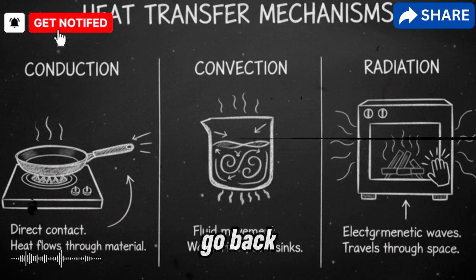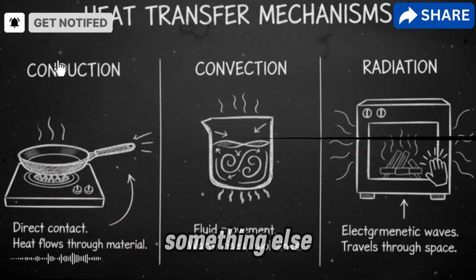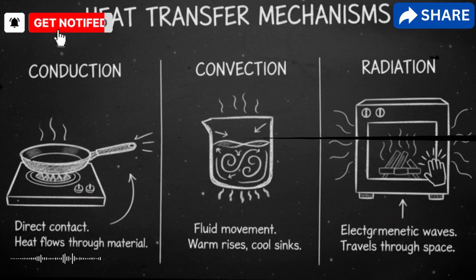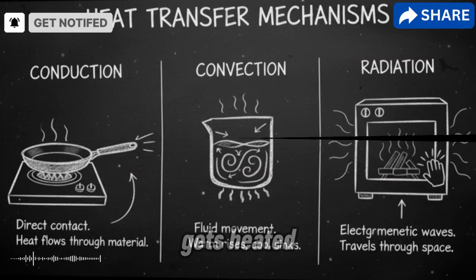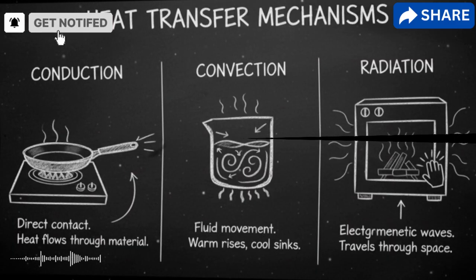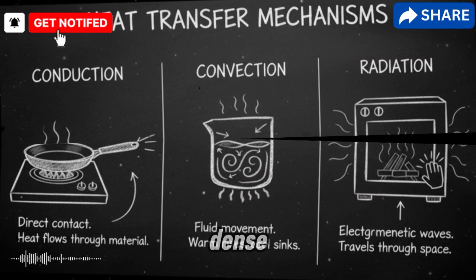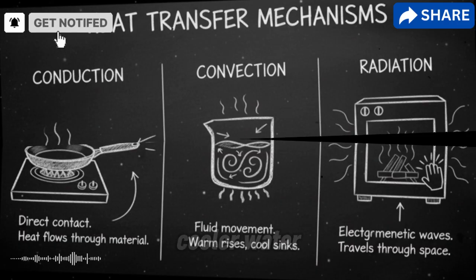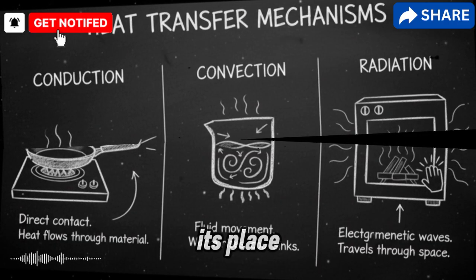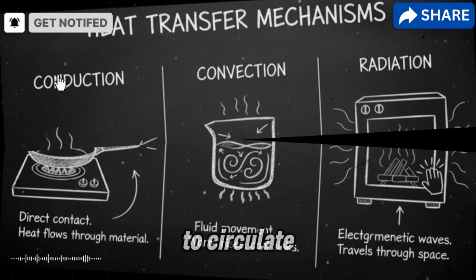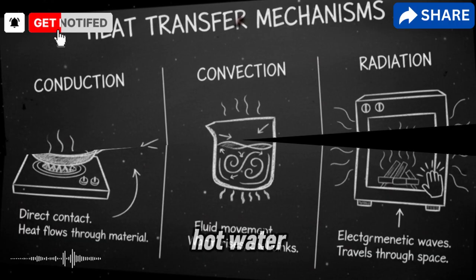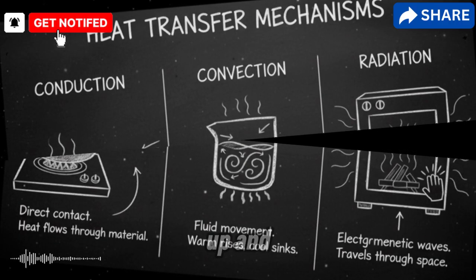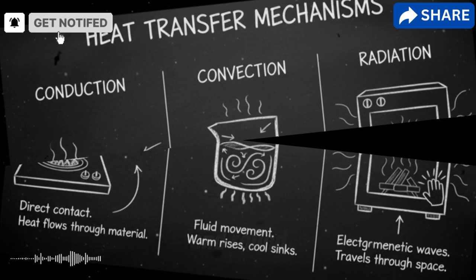4. Convection. The great circulation. Now, let's go back to our boiling pot of water. Something else interesting is happening. The water at the bottom of the pot gets heated first. Hot water becomes less dense, which means it rises. Cooler water sinks down to take its place. So the water begins to circulate in little currents. Hot water up, cool water down, up and down, round and round.